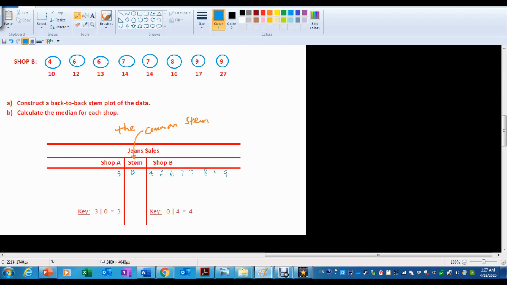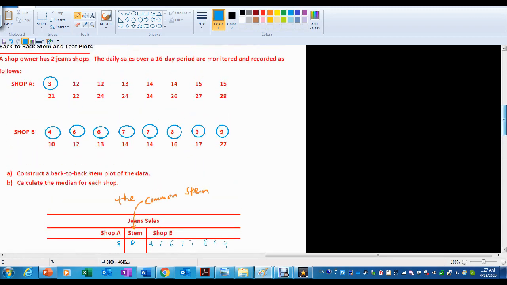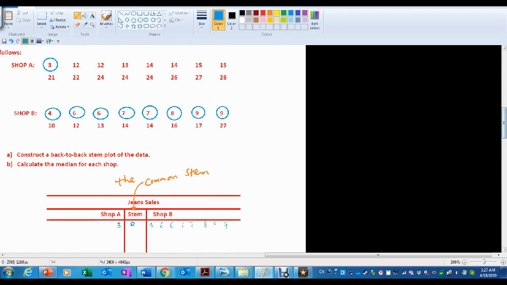So here 04 means 4, 06 means 6, right? But on the other hand, for A, 30 means 3, right? So it's a bit confusing. Be careful. Remember, stem always means times 10, right? All right. Then you go to the next level.